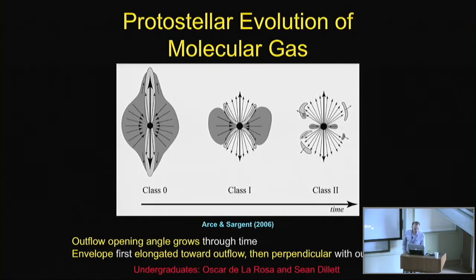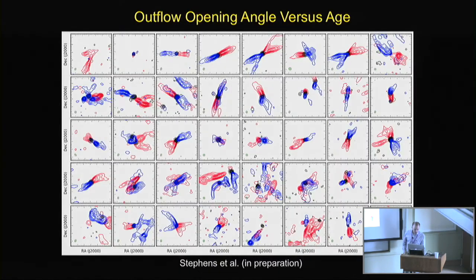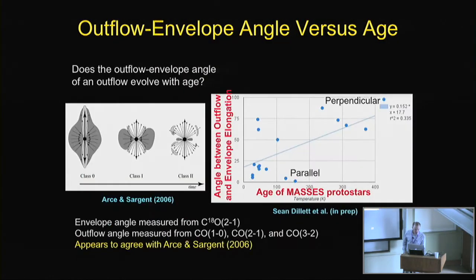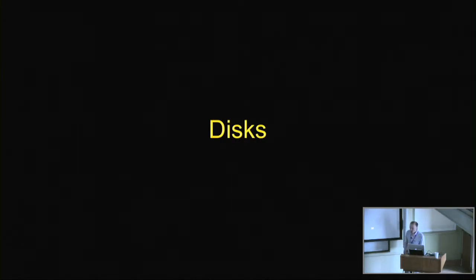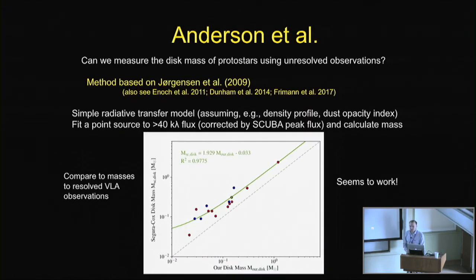I have time for maybe just one more quick topic that I wanted to discuss. It's a little bit newer, talking about disks with MASSES. MASSES has a beam that's typically, in the subcompact configuration, 1,000 AU, so this huge beam. Can we measure disk mass with a 1,000 AU beam? This is some interesting work that we have done.